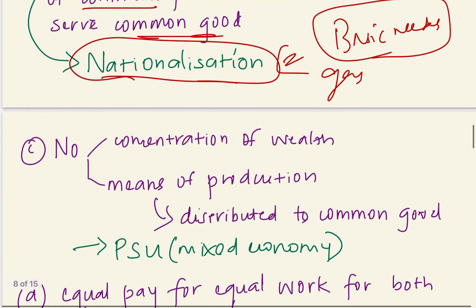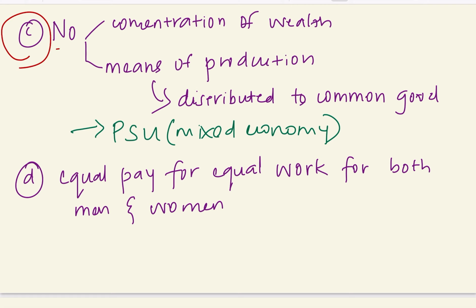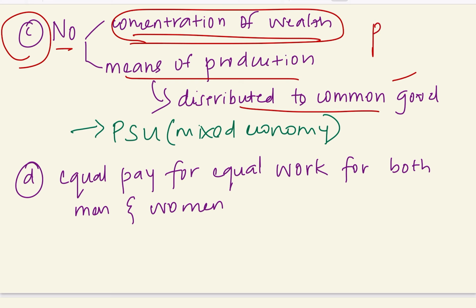Next we have Article 39C. Article 39C says there shall be no concentration of wealth and means of production. That is, it has to be distributed for the common good. If there is concentration of wealth, then wealth will be concentrated in the hands of only a few private individuals, right? That is the reason they say there has to be no concentration of wealth.